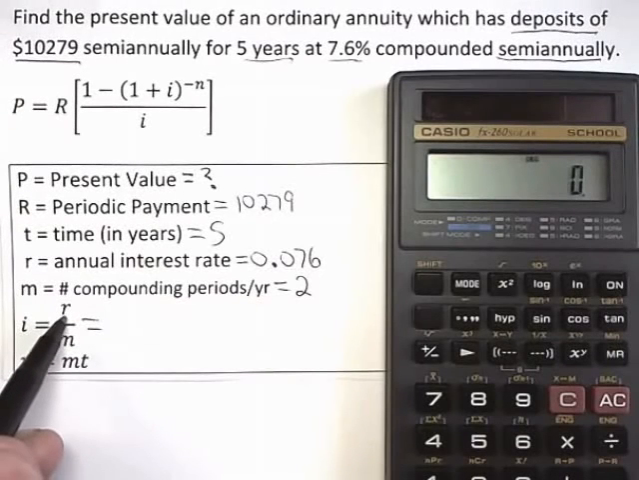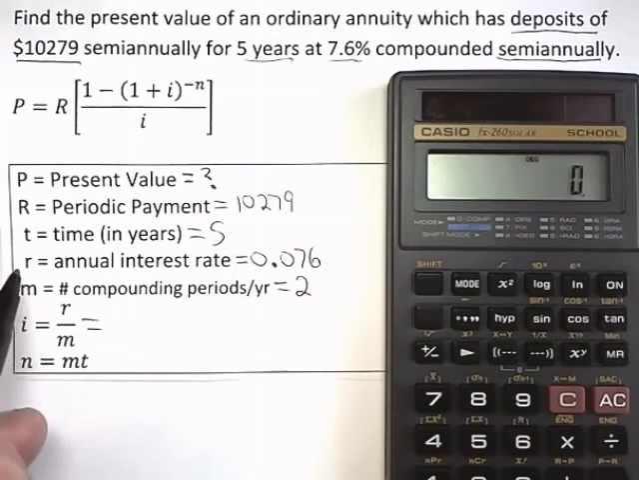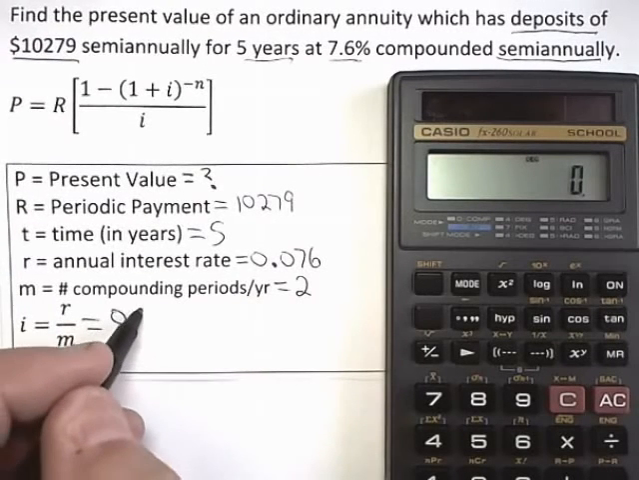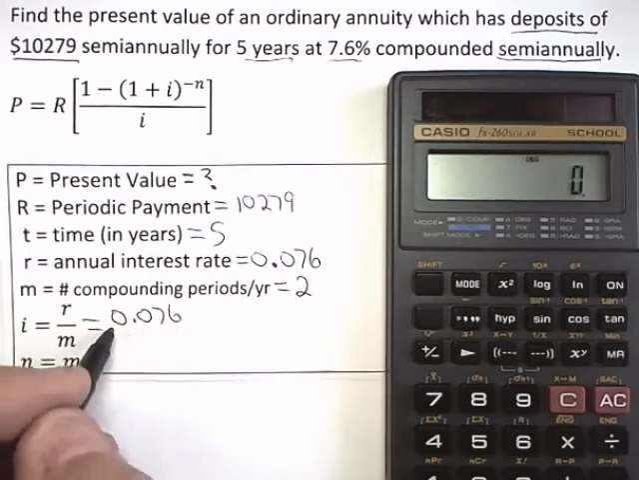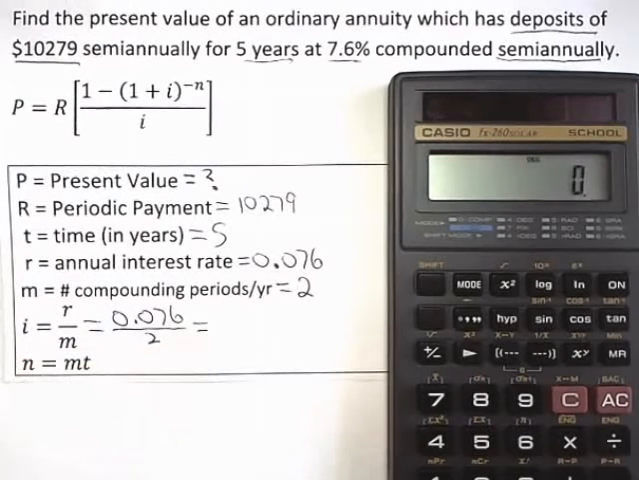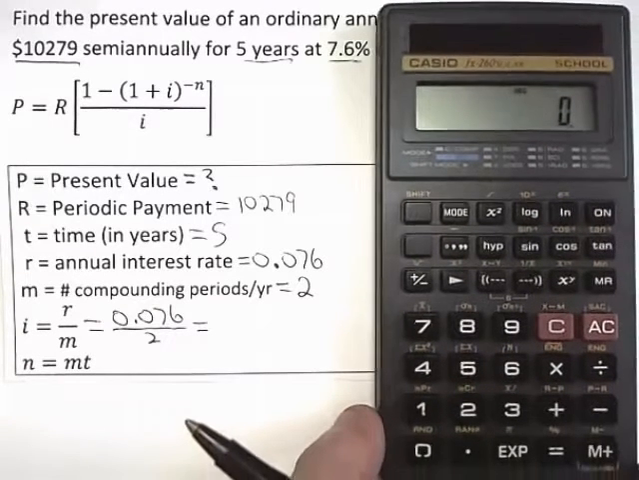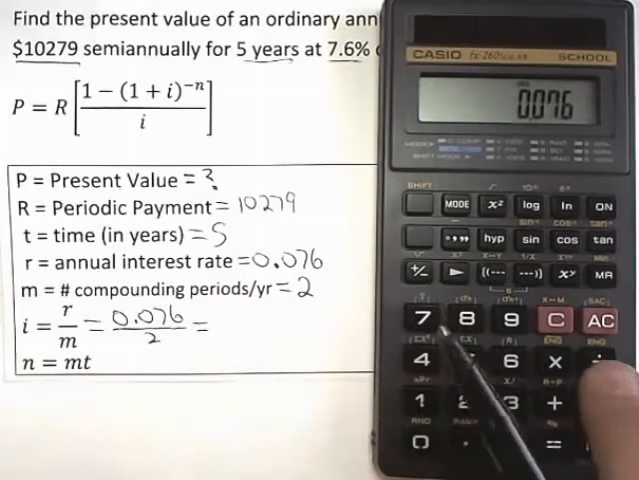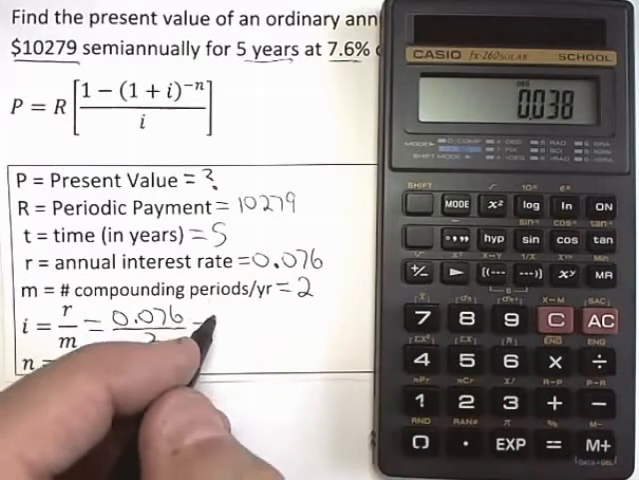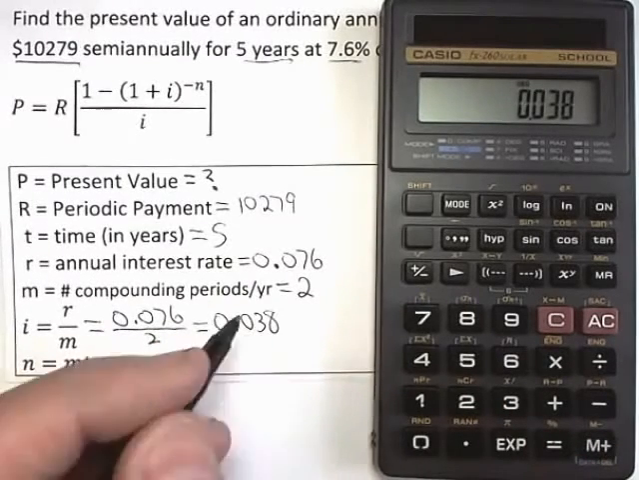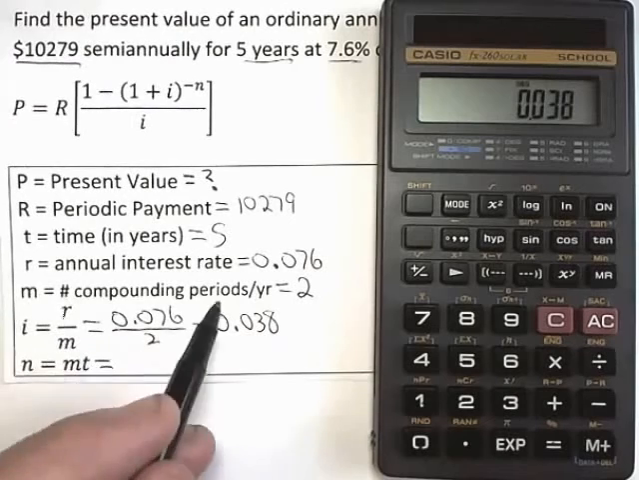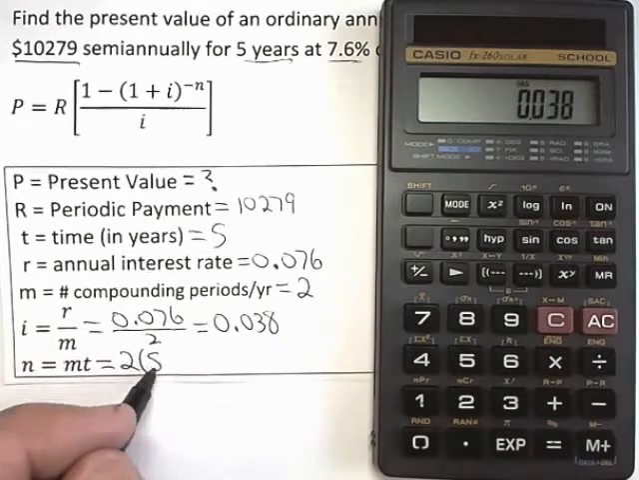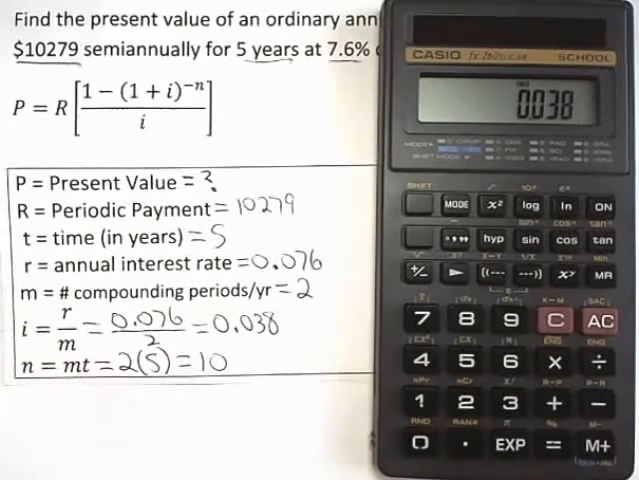Now little i is little r divided by little m, so little r is 0.076 and m is 2. If you can't do it in your head, you can certainly go to the calculator and do it. You get 0.076 divided by 2 would be 0.038, and m is 2 and t is 5, so n is 10.